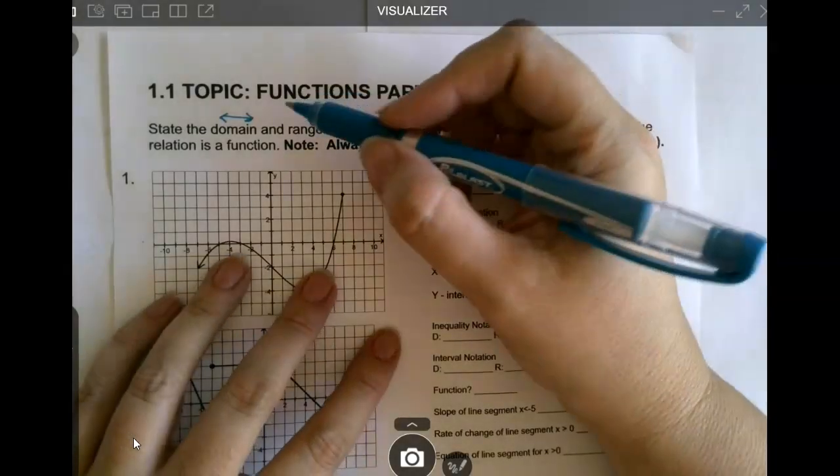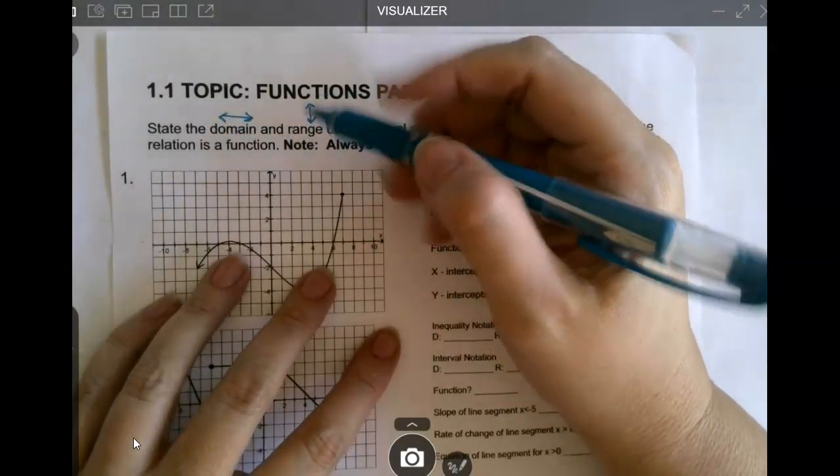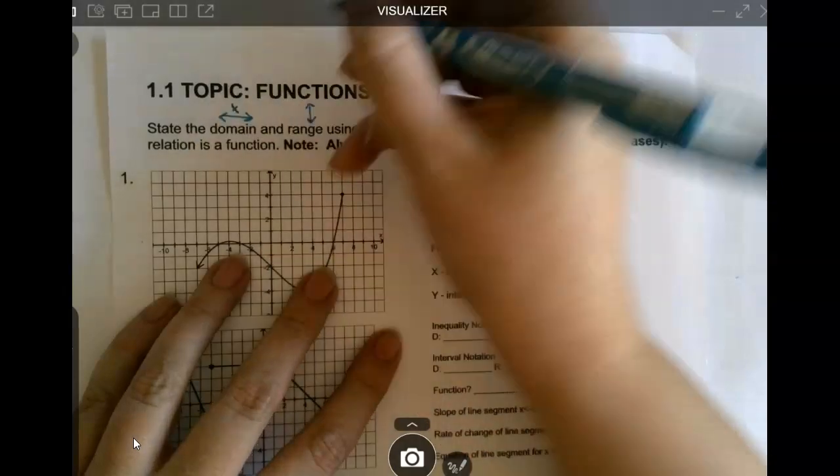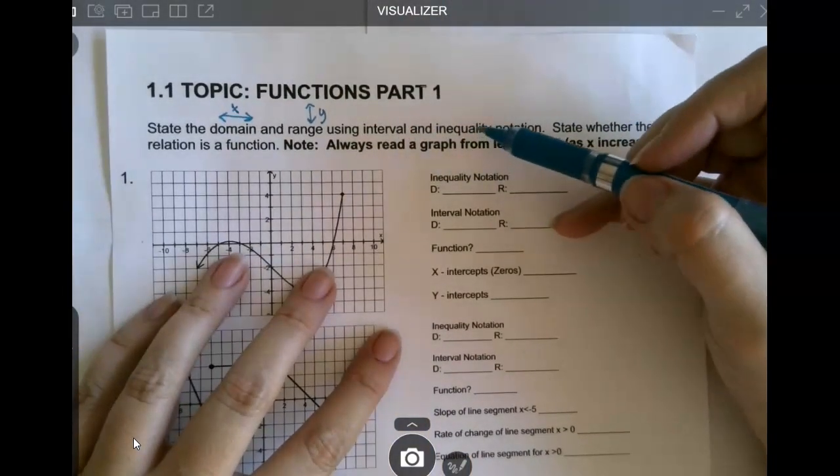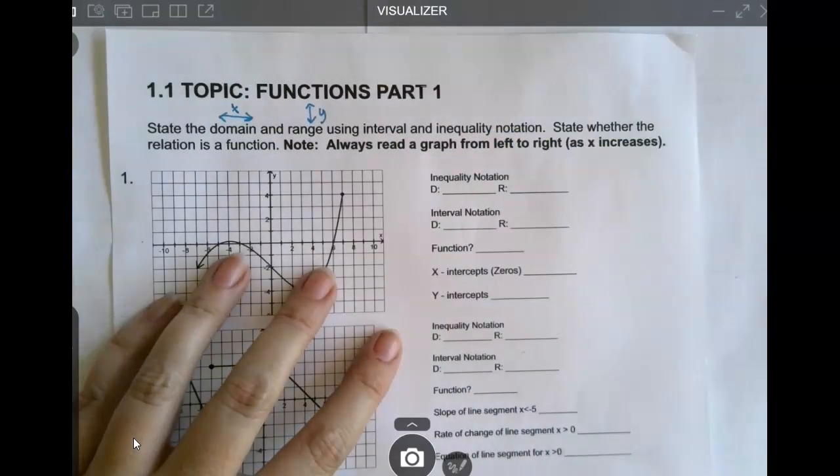Okay, we're going to do domain and range. Domain goes this way, range goes this way. So our domain is all our x values and range is all our y values. And we have two forms of notation that we learned in Algebra 2.